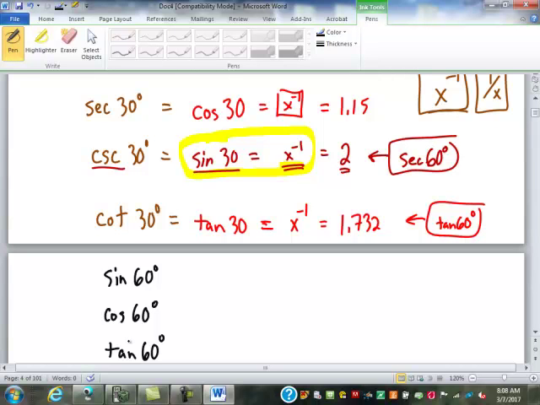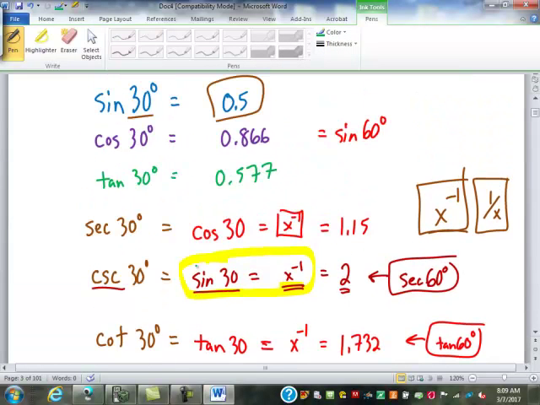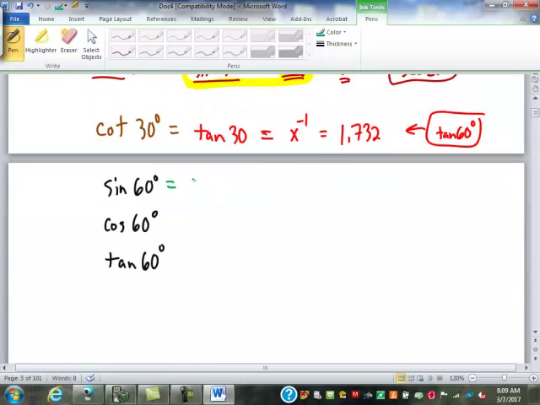So let's try it for a different angle. And yes, I chose 60 degrees on purpose here. Sine of 60 degrees. Now let's scroll back up here before you punch this in. Cosine of 30 degrees is 0.866. Remember, cosine is asking for the sine of the complement. So the complement would be 60 degrees. So the sine of 60 better be 0.866. Go ahead and punch that in and see what you get. You get the 0.866. Good.